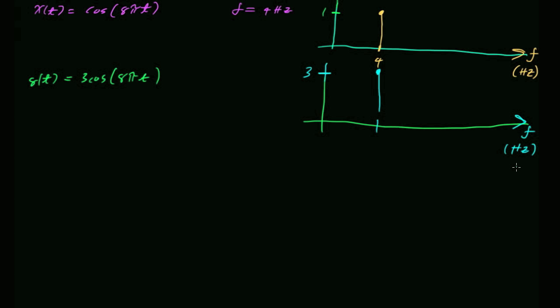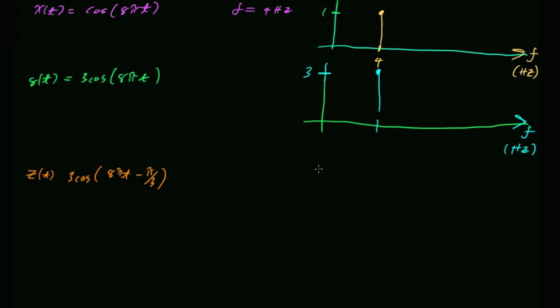I'm going to have to change this to z now. Now I want to draw my plot for z. So this is my plot for x. This is my plot for y. Now I want to draw a frequency plot for z. It's the same as the y plot. But that's weird though, right? Because they're not the same function.